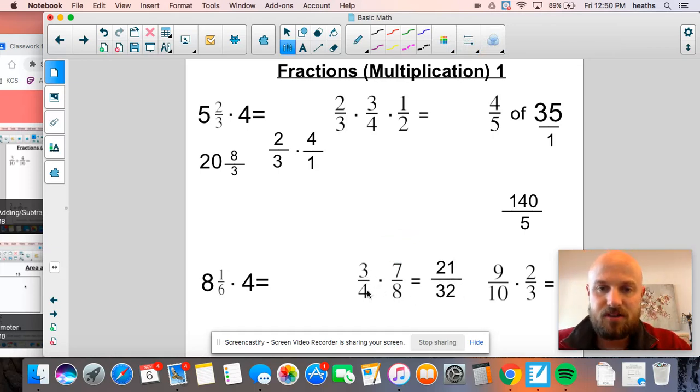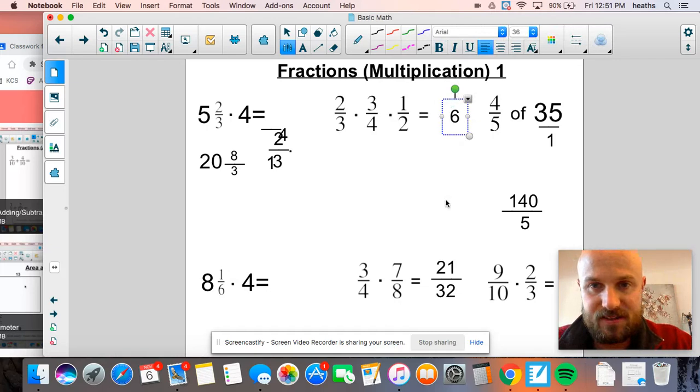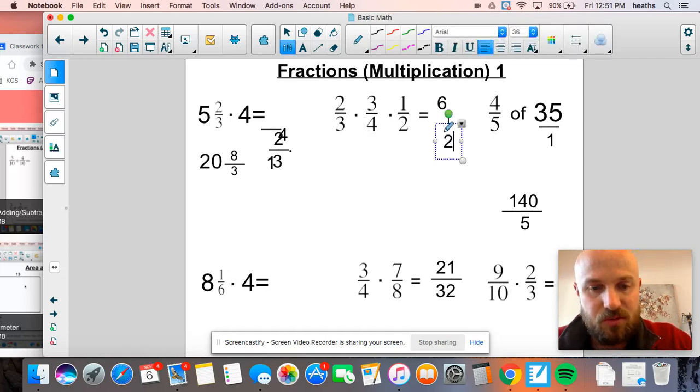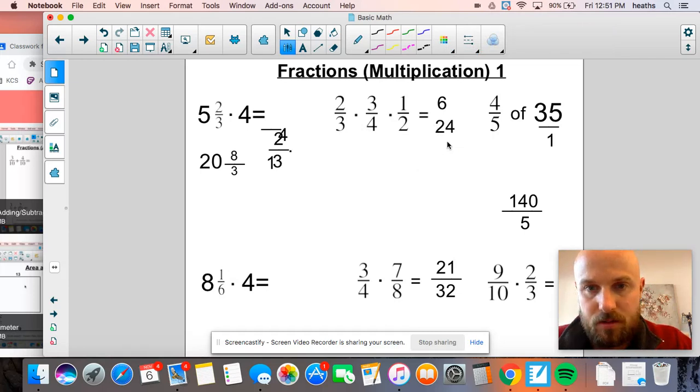I know I'm jumping around like crazy here, but the only other one is a question like this that may have 3 fractions. Let me get some of this out of the way. This one has 3 fractions, but again, don't freak out. Just look at it and say, I know I need to multiply my numerators. 2 times 3 is 6, times 1 remains 6. Now we're on to our denominators. 3 times 4 is 12, and 12 times 2 is 24. Final answer of 6/24.